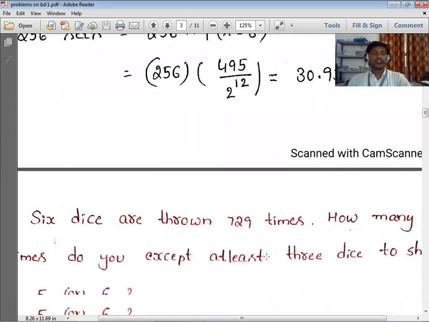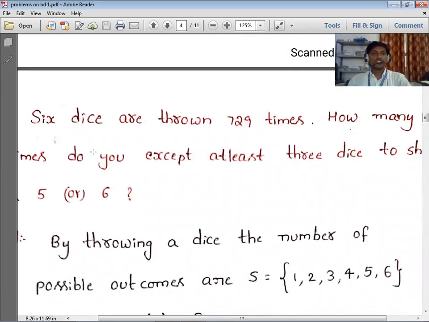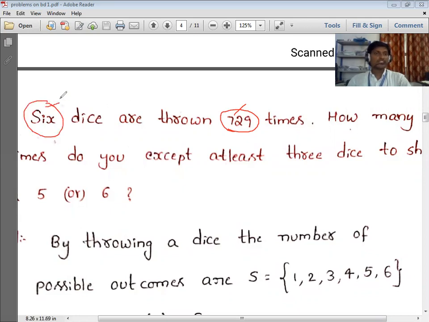So here, 6 dice are thrown. What does it represent, how many times they are thrown? 729 times. So there are the sets, and here it has a total of 729 times. And how many trials here? 6 trials, so n is equal to 6. And how many times do you expect? At least 3. At least means greater than or equal to, and 3 represents, in symbolic notation, 3 dice to show 5 or 6.